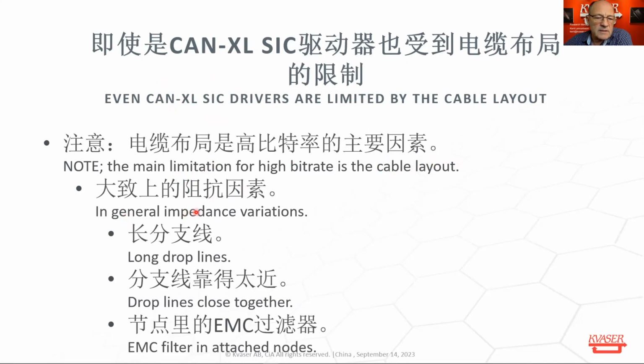And in general, it's the impedance variation that limits you. The important things that cause impedance variation are long drop lines, drop lines close together, and EMC filters in the nodes, which also cause reflections due to the inductors and capacitors in that part of the interface. So again, yes, the drivers can help you increase the bit rate, but in the end, it will be the cable layout that sets the limits.